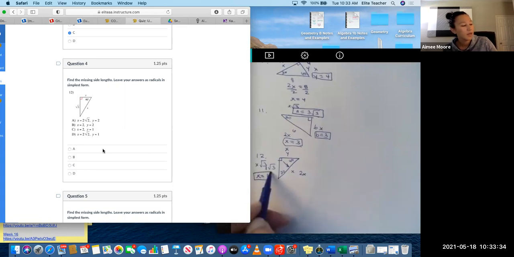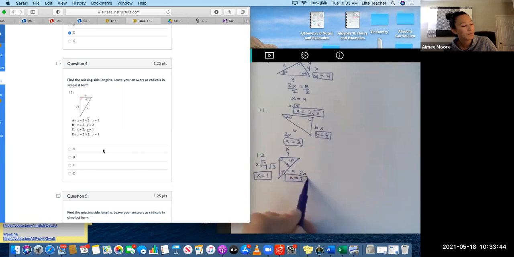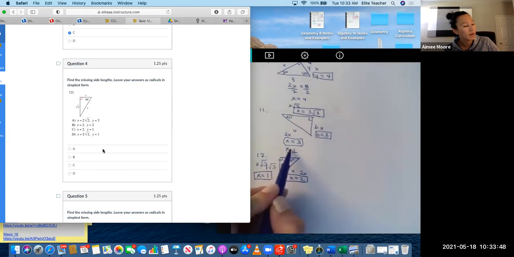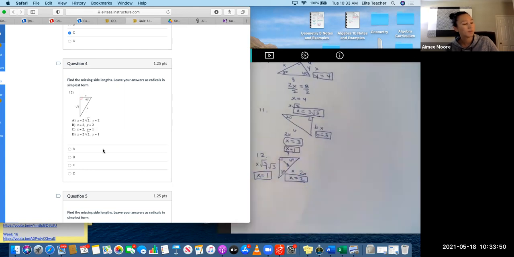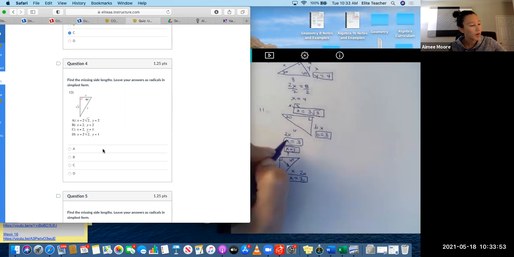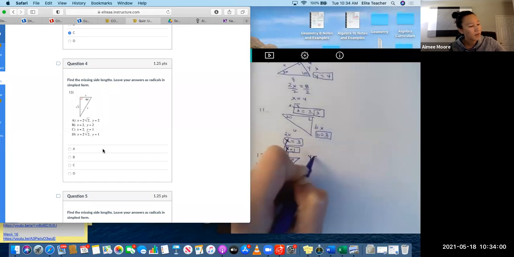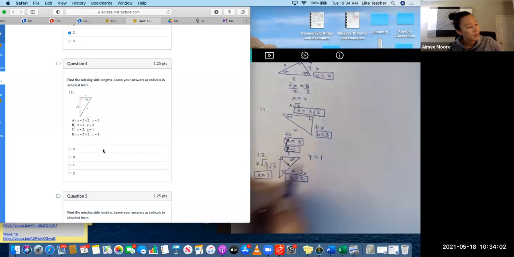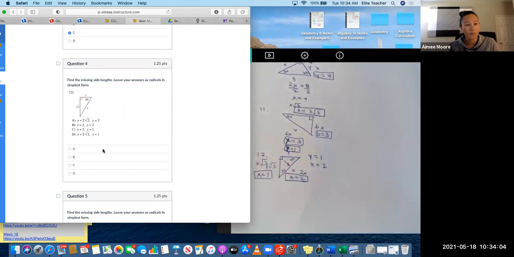Now we can use that to find this side because this side is 2x. So 2 times x, well, x is 1, so that side equals 2. And then side y is just x, which is 1. This one's y. So y equals 1, and then x equals 2. So that would be C.